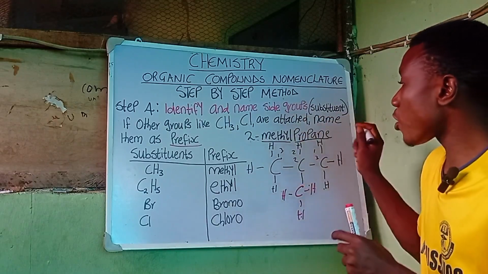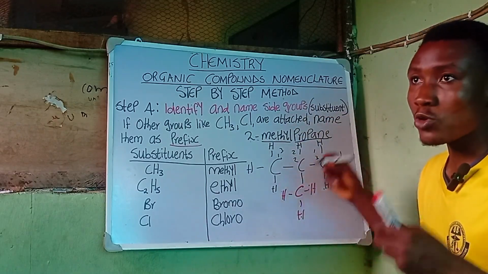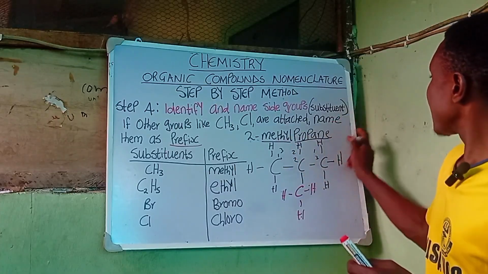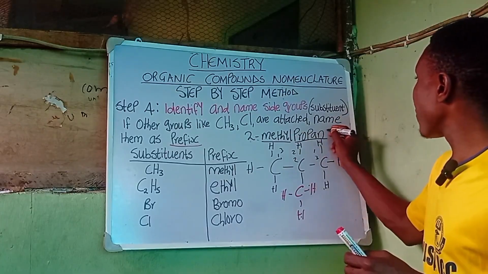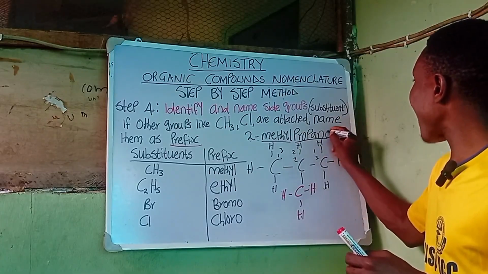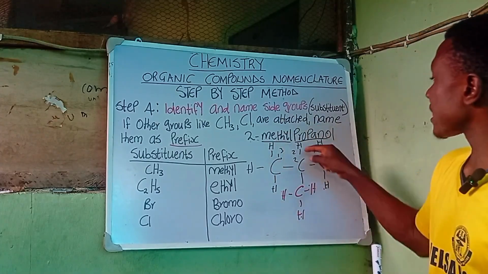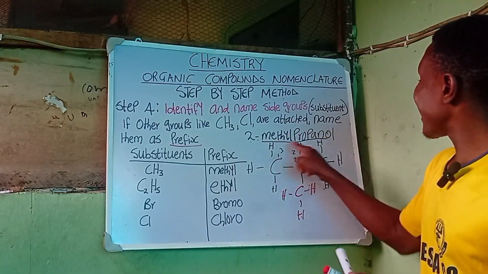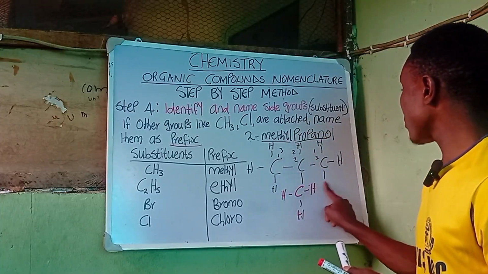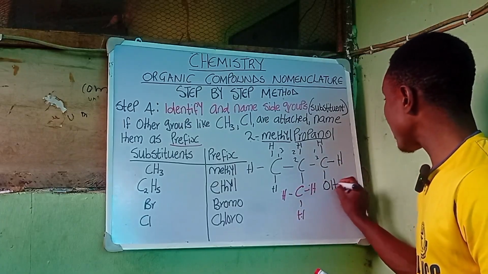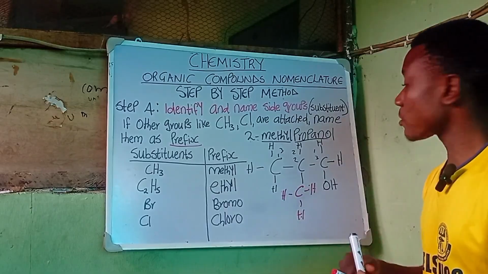Now, if there is also the presence of a functional group, this can also be, for example, 2-methylpropanol. If it is 2-methylpropanol, the carbon number 1 here is going to change to the OH, which is alcohol.